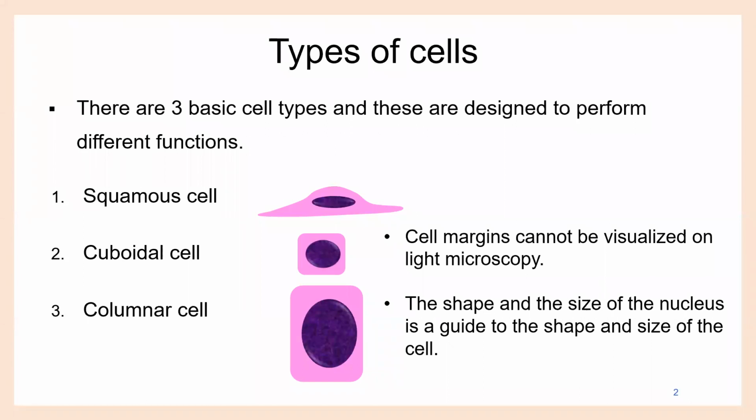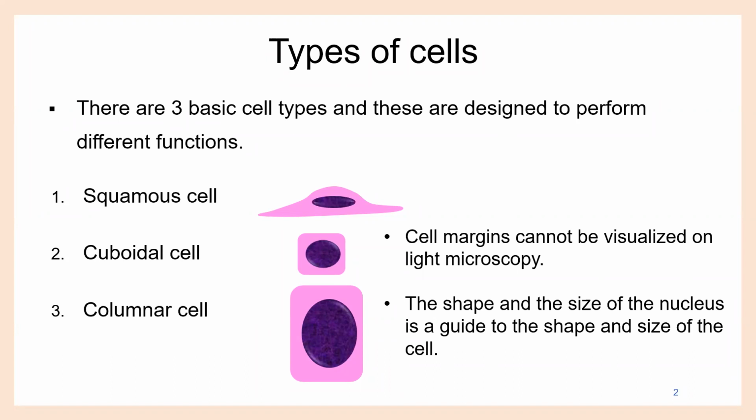Okay, so you can't see the cell margins through microscopy. So you generally look at the size and the shape of the nucleus, and that becomes a guide to your cell size and shape. If you see a flat nucleus which is sort of bulging out a little bit, but it is parallel to the basement membrane, then it is likely that it is a squamous cell, right?